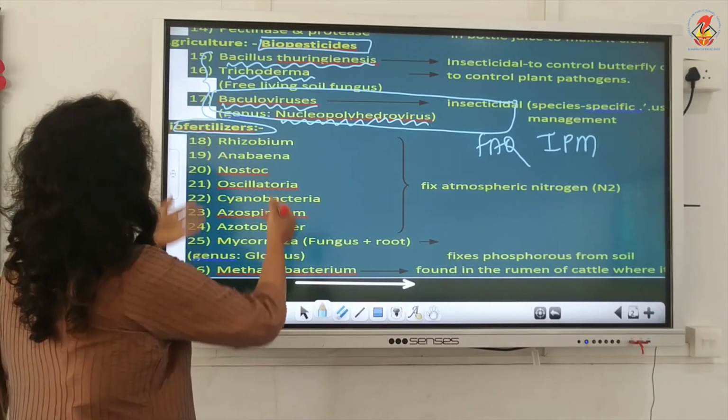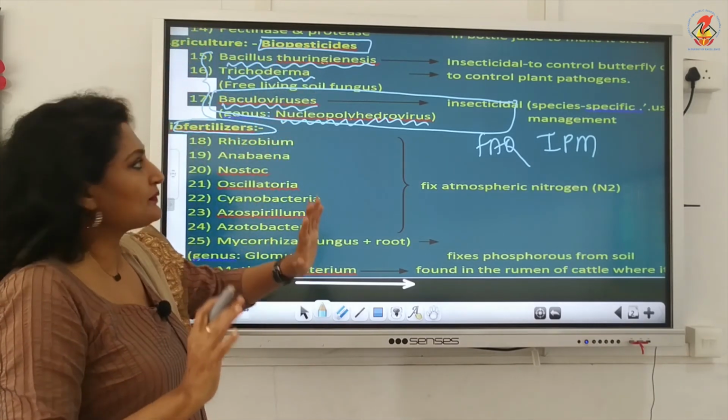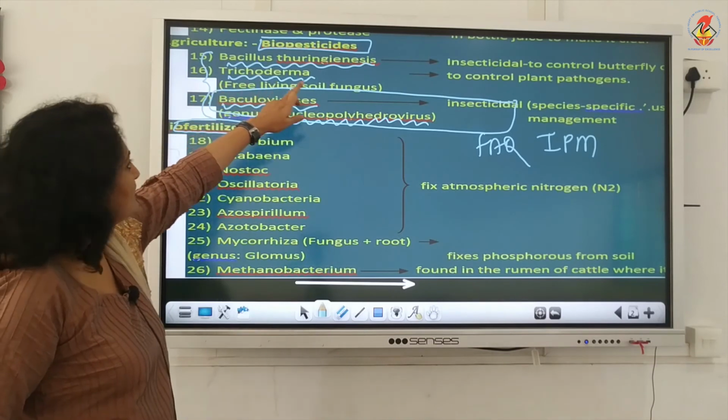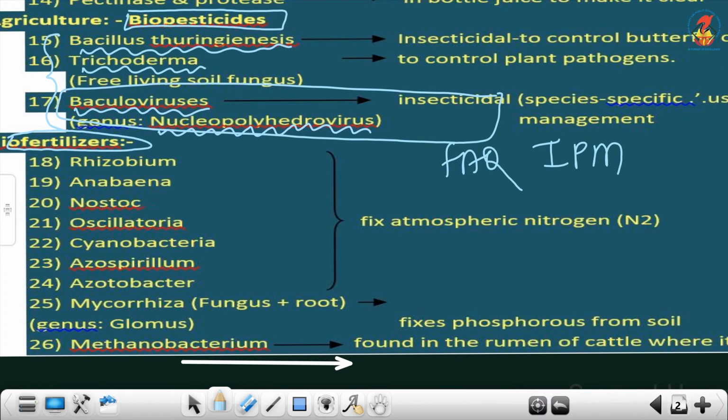Now coming to the list. So in the field of agriculture, I have taken biopesticides. Once again, Bacillus thuringiensis, which is insecticidal, Trichoderma, which is a free living fungus which helps the plant from resisting the attack of pathogens in the soil. Then we have the Baculovirus. I told you it's also insecticidal, but very, very important here. It is used in integrated pest management as well as in treating ecologically sensitive areas.